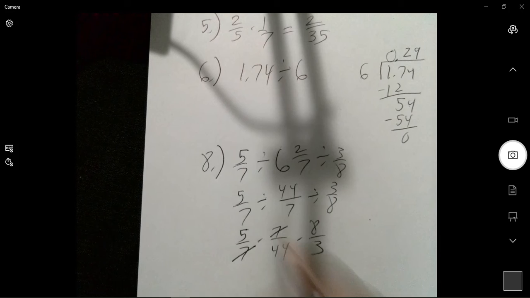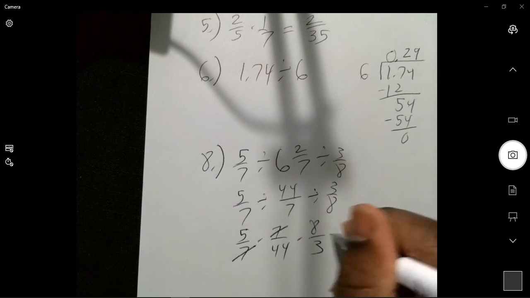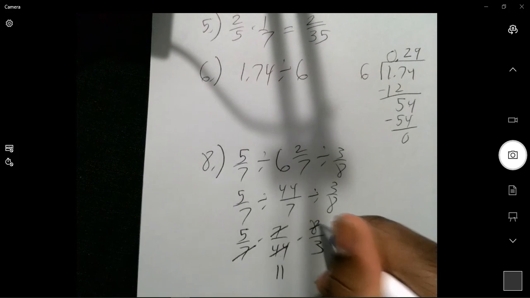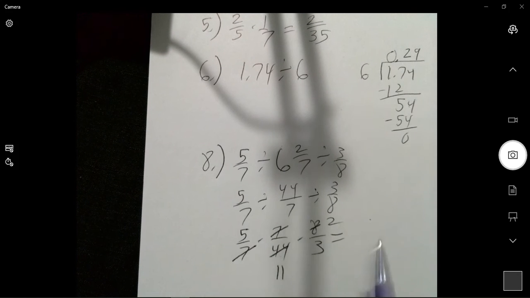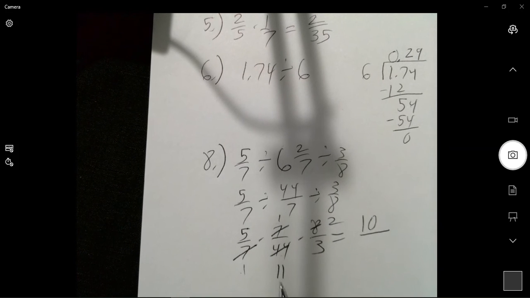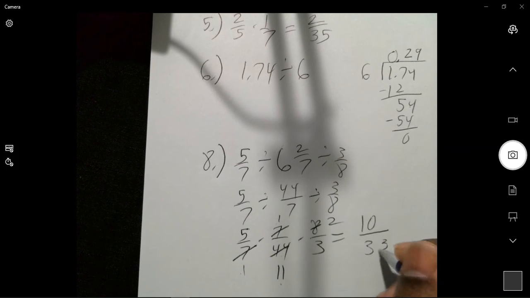So these sevens will simplify each other out, and then you multiply across. Well, actually, 8 and 44 both have 4 in common as well. So this would be 11. This would be 2. So it'd be 5 times 1 times 2, which is 10. And 1 times 11 times 3 is 33. So your final answer here would have been 10 over 33.